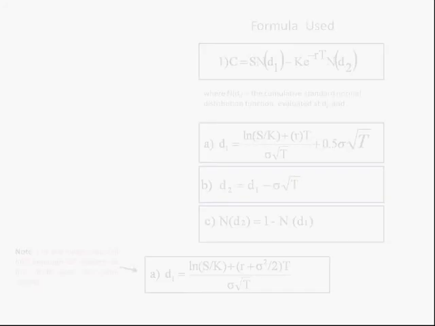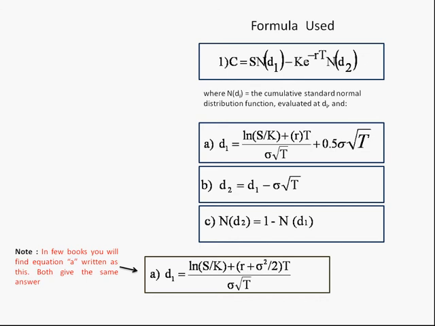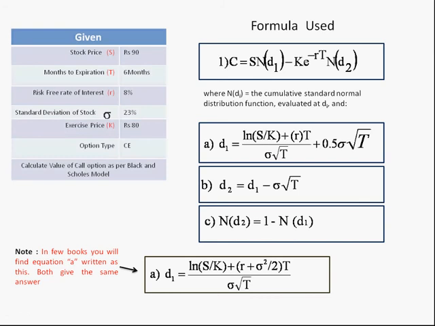Before I start calculating using a problem, let me give you a focus on the formulas that we use. Formula 1 is used to calculate the call option price. The most important thing is we need to find D1 and D2. The formulas for calculating D1 and D2 are mentioned here. In a few books, the D1 formula will also be mentioned in this manner. Both formulas will give you the same result. So do not be scared that one book follows one method and another follows another; both end up giving you the same answer. D2 is this. So let's take up a problem to understand how to solve it.